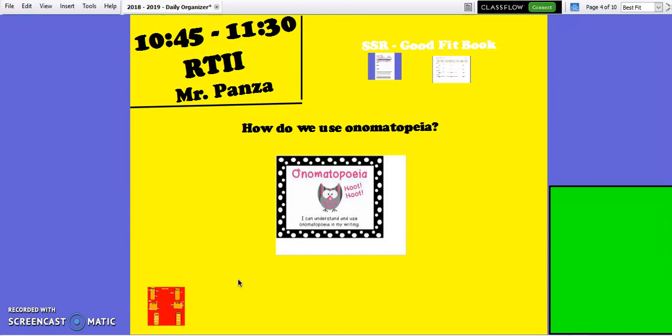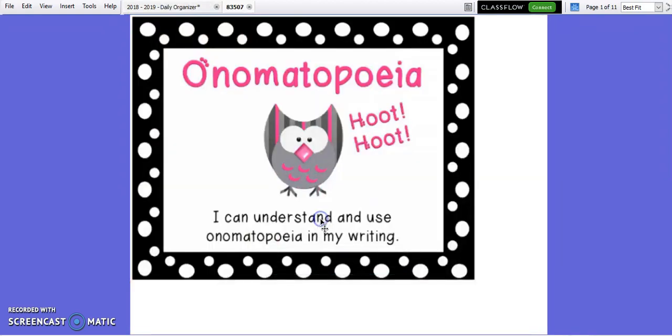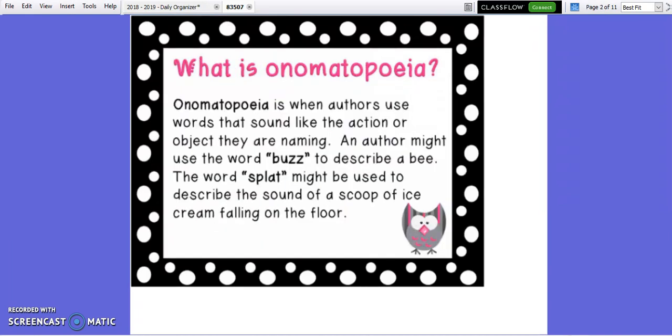Now we're going to start with Lesson 1, Onomatopoeia. Onomatopoeia is something that you can and should understand and start using in your writing. Here's a couple of definitions to let you know exactly what it is and how you can use it.